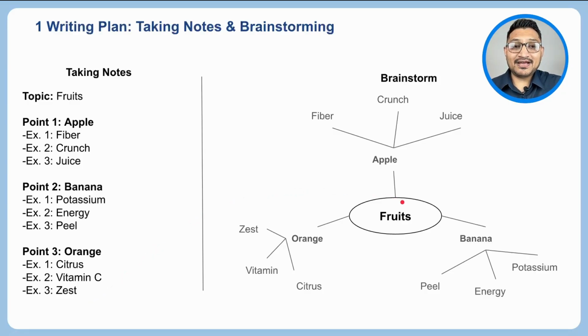The same if I choose to use a brainstorm format. I'm going to have fruits as the topic in the center, and then the 3 fruits around as points, like apple, banana, and orange. And then each point has 3 branches, like fiber, crunch, juice, or in the case of banana, I have potassium, energy, or peel. In the case of orange, I have citrus, vitamin, zest.